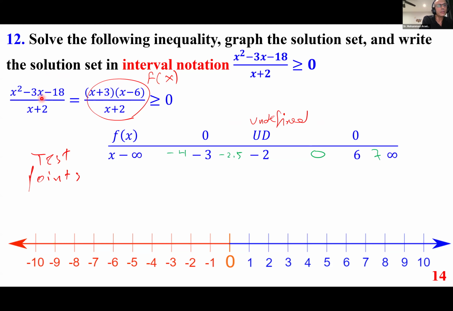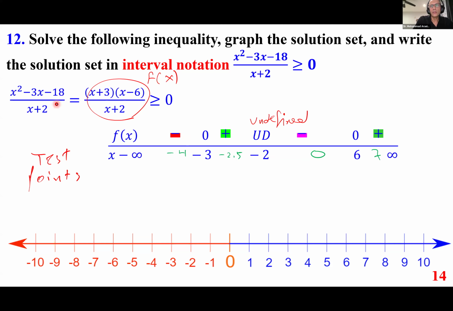If I put 0 here, this goes to 0, 0, 0. You get -18 over 2. So if I put 0 in here, I get negative 9. I don't care for the number. I just want the sign. If I get negative here, then they alternate: positive, positive, negative. Or try those test points into this format, or in this format, however the format that you want to try.